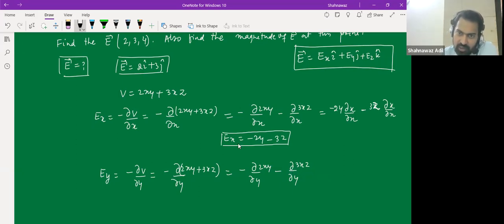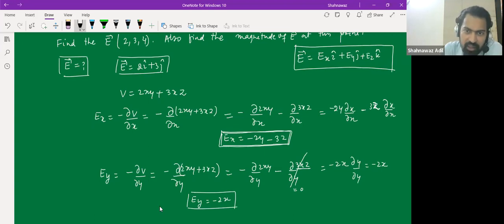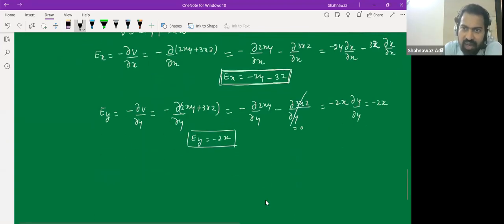So this is only the x component, right? But for the y part, you see that this is a constant term. There is no y in here, so this is 0. And then this would be what? Minus 2x is outside, and I have dy by dy. So this is minus 2x. So Ey is minus 2x. Clear?